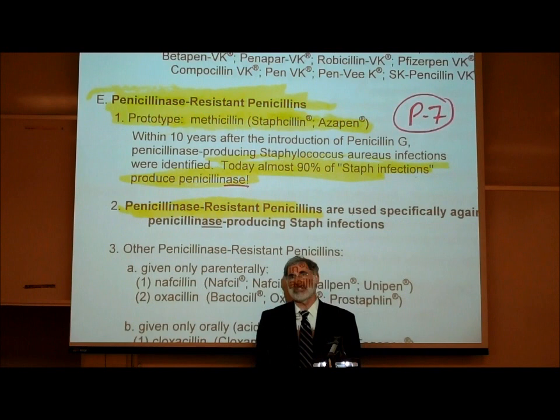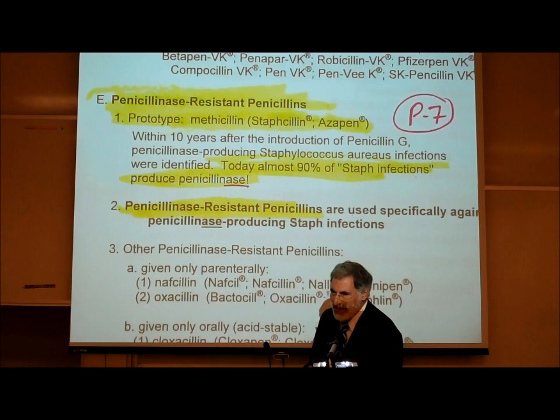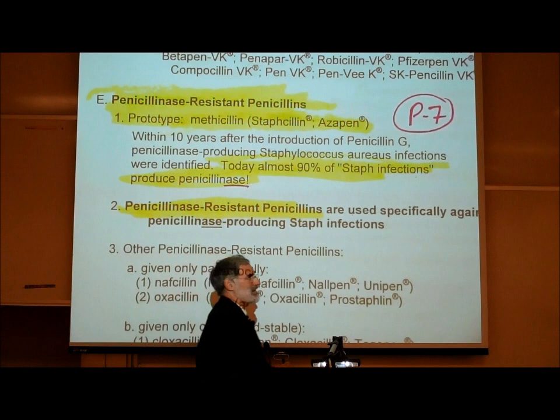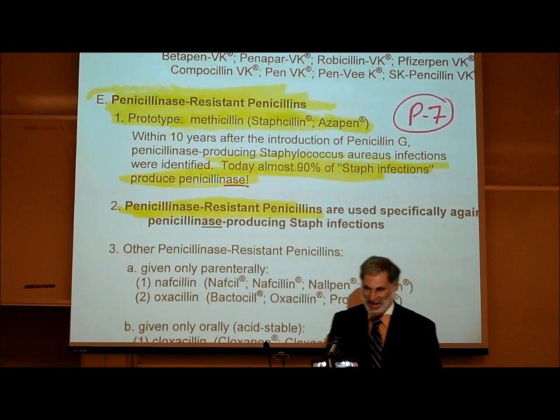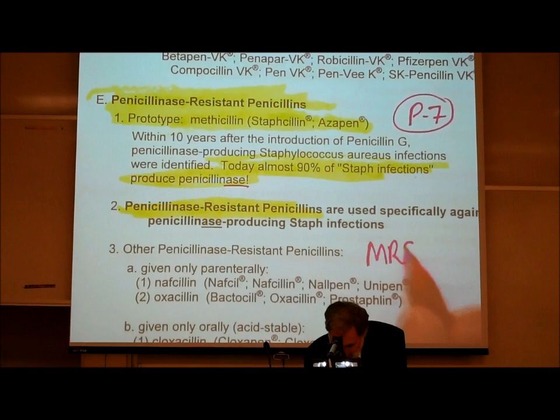Now, the problem is we have started to see over the last 10, 15 years increasing numbers of Staphylococcus bacterial infections that have become resistant to methicillin. What do we call them? MRSA. Methicillin-resistant Staphylococcus aureus infections. So a MRSA infection is a methicillin-resistant Staphylococcus aureus infection.